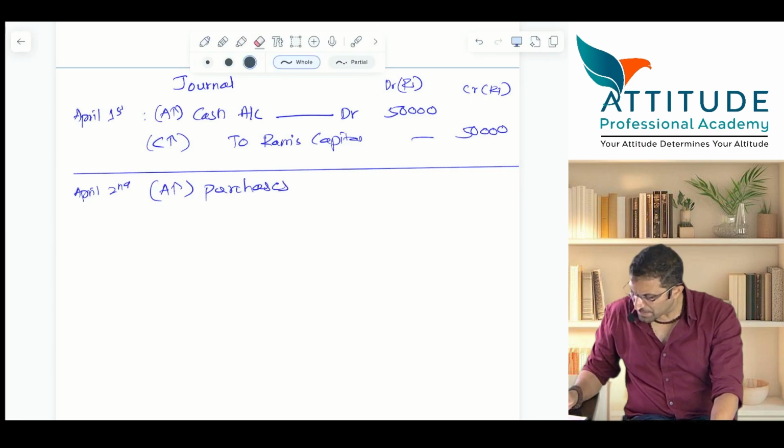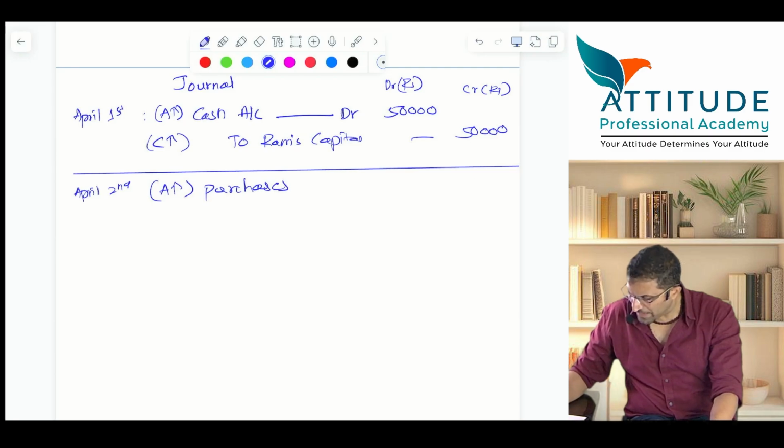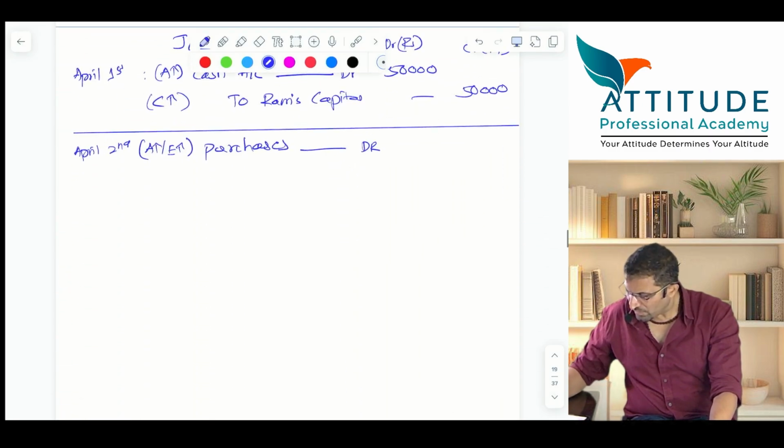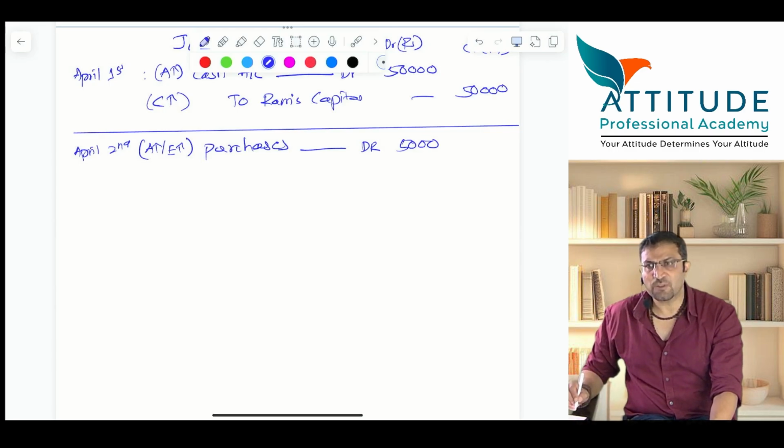Sir, can I say expense increases? Yes. It can be even expense increases. Reason: purchase is an expense. So I can always say asset increases or expense increases. One and the same. Purchase account debit. What is the amount? 5,000. Correct? And definitely it is for cash.